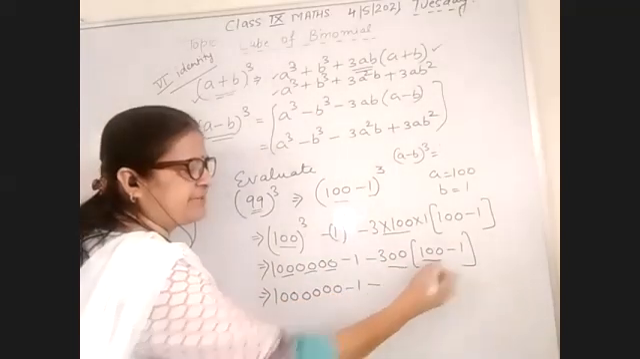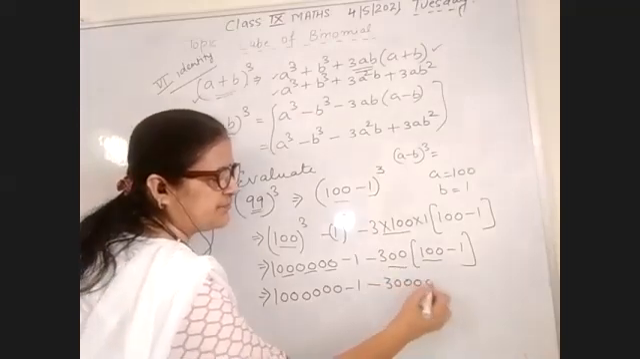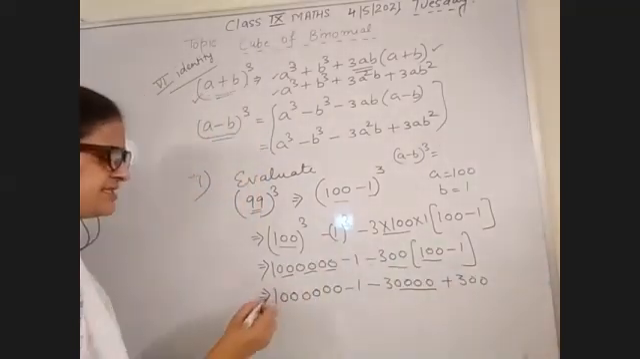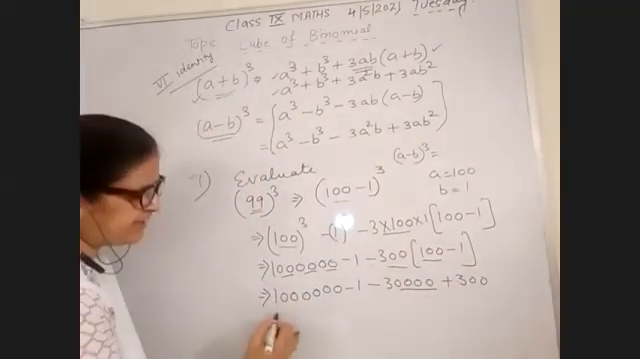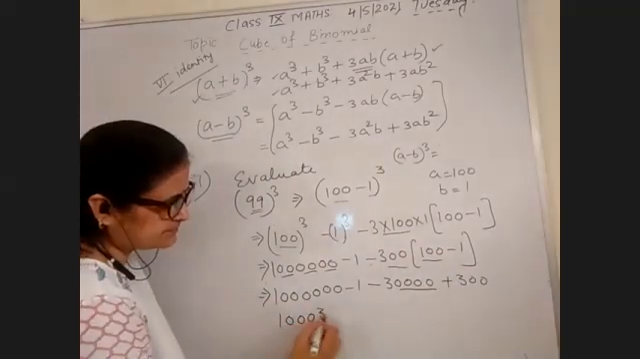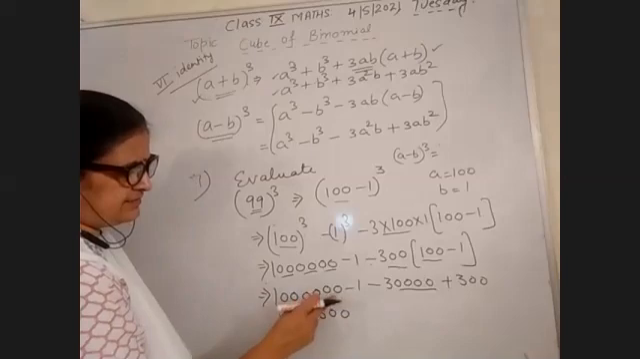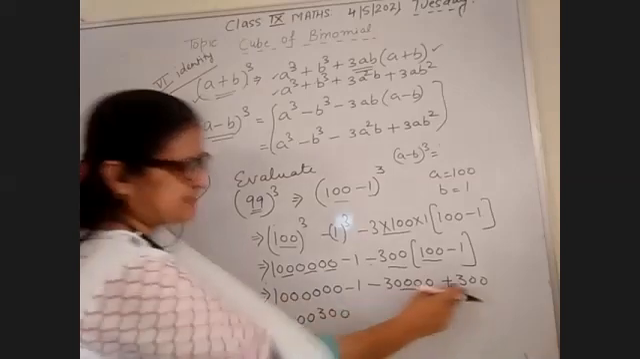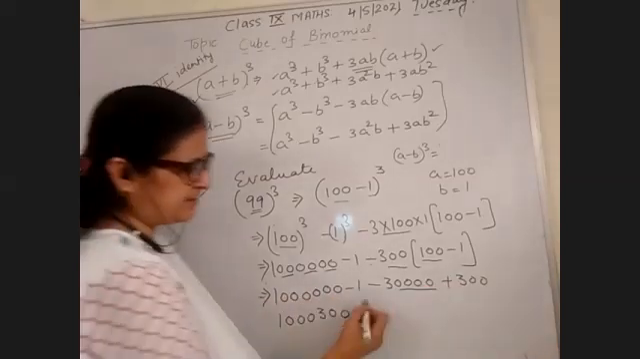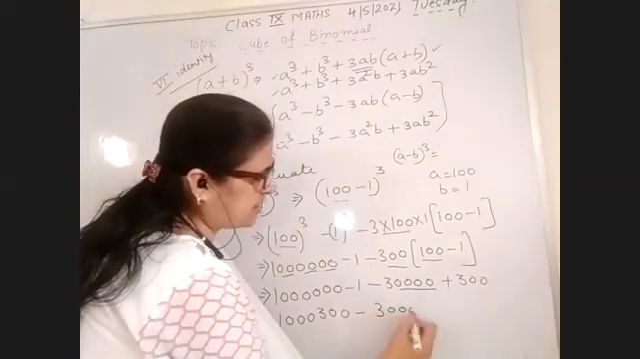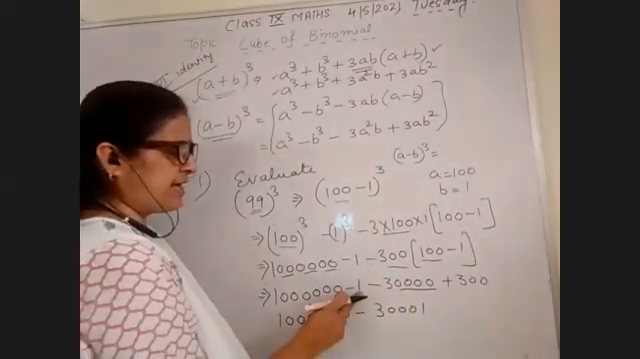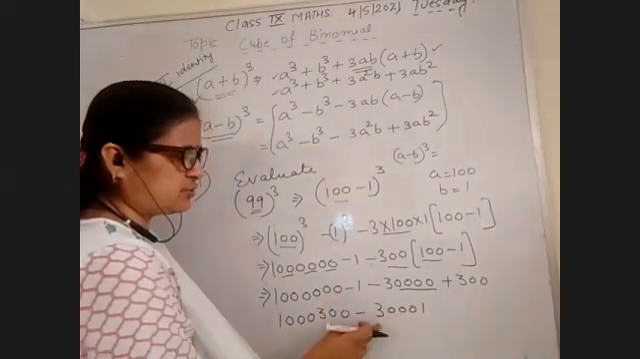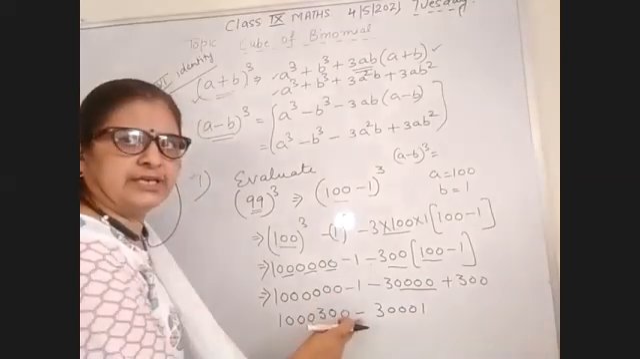Now how will you multiply? 300 multiply by 100, it is equal to 30,000, and minus with minus is equal to plus. Now this is also plus. When you add 1 and 30,000, because the minus sign is given, you will add these two numbers and put the minus sign here.